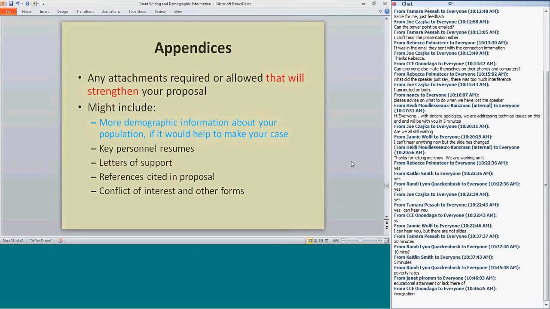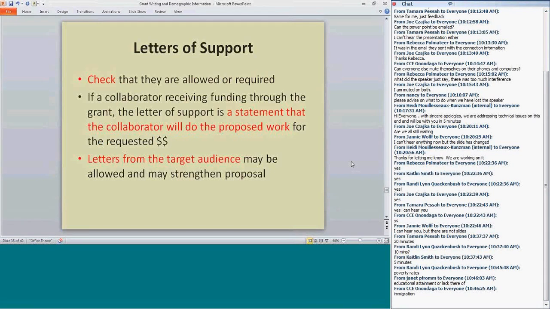This might include more demographic information, where you can go into more detail if it would help make your case. Key personnel and resumes. So this is going back to documenting that this person really has worked in this area before, and we've chosen this person to do this. Letters of support sometimes go into the appendices. References that you couldn't fit into the proposal you've linked to. Don't just throw in the name of the author, but actually provide them the full text. And then sometimes in the back with appendices, they might require conflict of interest or other forms. But I think that this is another place to tell your story through demographic information if it helps really make your case.